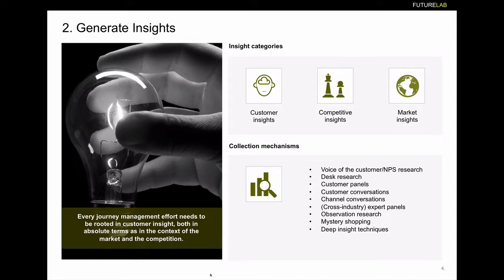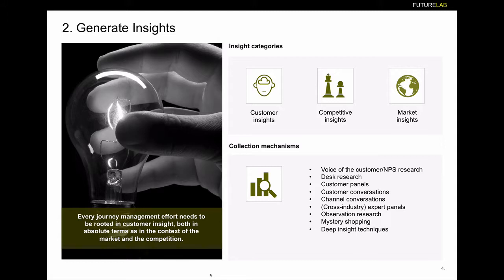So the second step is all about collecting the information we need to be able to go into the process of journey management. And this information typically comes in 3 forms. First, are customer insights. This is a picture of what is on the customer's mind. What are their needs? What are their desires? What are their hopes, their fears? How do they consume products? What products compete with each other?